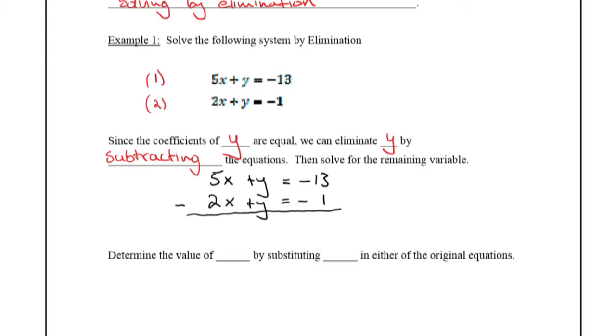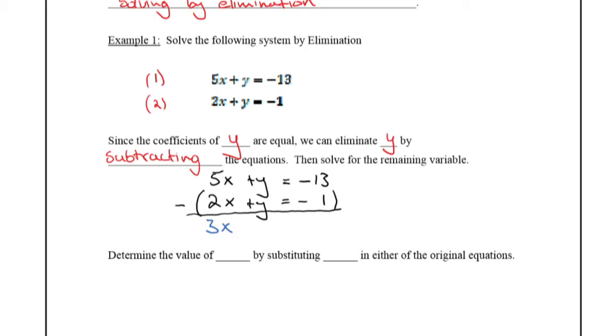And what we're going to do is subtract. You can put the bottom line in brackets just to remind yourself that we're subtracting everything in that second equation, not just the first term. So we're going to do the x's first: 5x minus 2x gives us 3x.